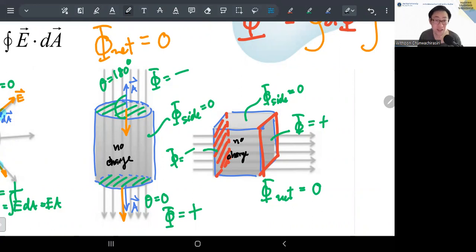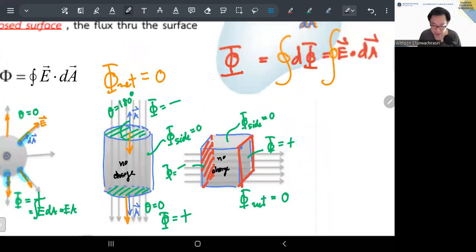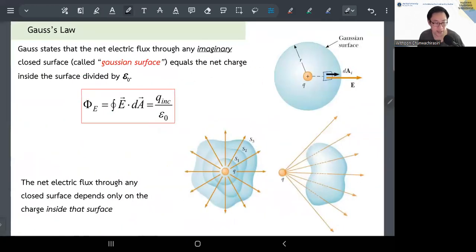Does that make sense? Because the net flux is zero, this gives you the conclusion that there must not be anything inside this enclosed volume or closed surface. If there were still some charge in there, there would be a net positive flux if the net charge is positive, or a negative flux if the net charge is negative. But because the net flux is zero, the net charge must be zero as well. That's how easy Gauss's law is.